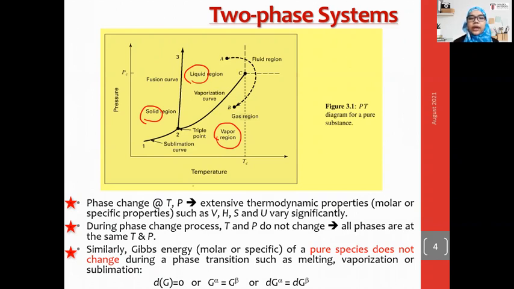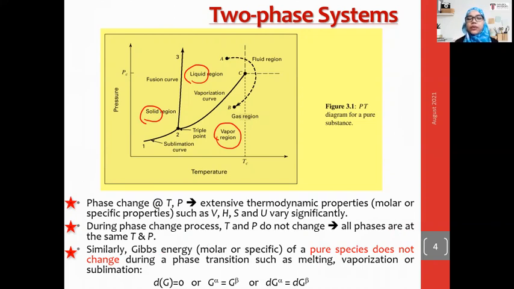The phase change at a given temperature is basically based on the extensive thermodynamic properties, such as the molar or specific properties: molar volume, enthalpy, entropy, and internal energy vary significantly. We can see that at the phase change at the given temperature, we have a significant value of these extensive properties. During the phase change, the temperature and pressure are constant. All phases are going to have the same temperature and pressure.